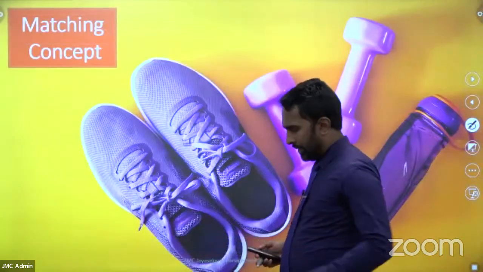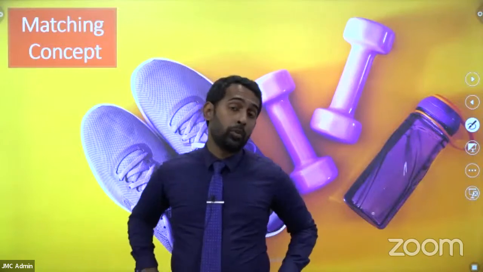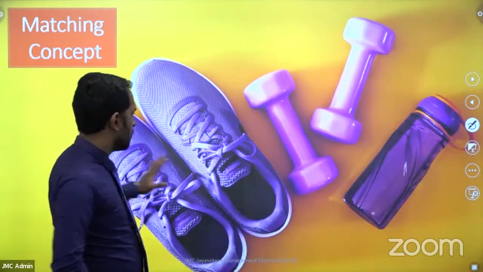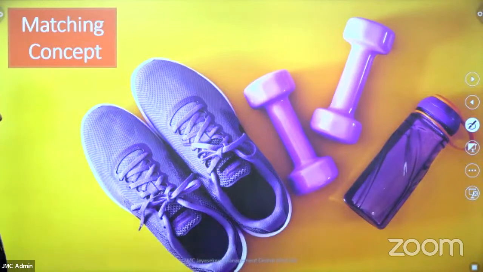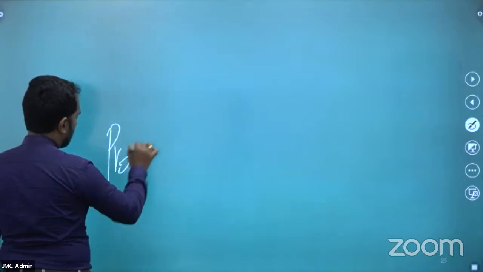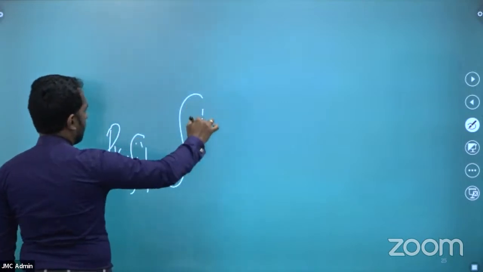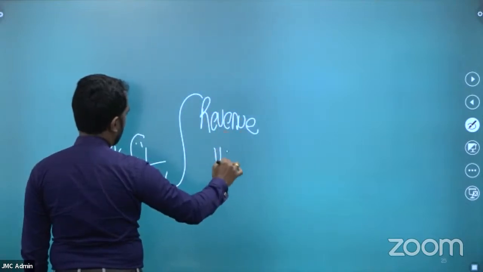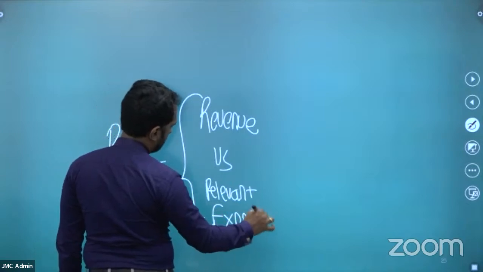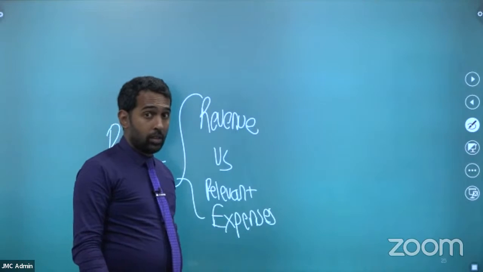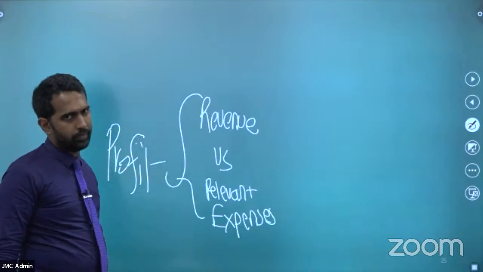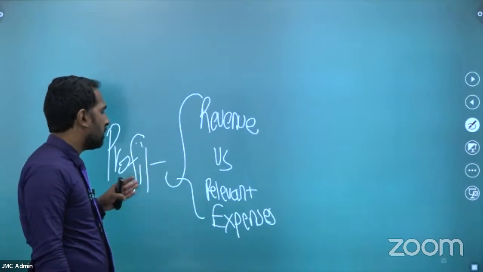So with that, we are going to move on to another beautiful accounting concept called matching concept. Now you can see everything is matched. Your bottle, your shoes, and your equipment are matched in the same color. Similarly, matching concept says that when you are calculating the profit, the revenue shall be matched with the relevant expenses. When you are calculating the real profit from the revenue, the relevant expenses you have to deduct.